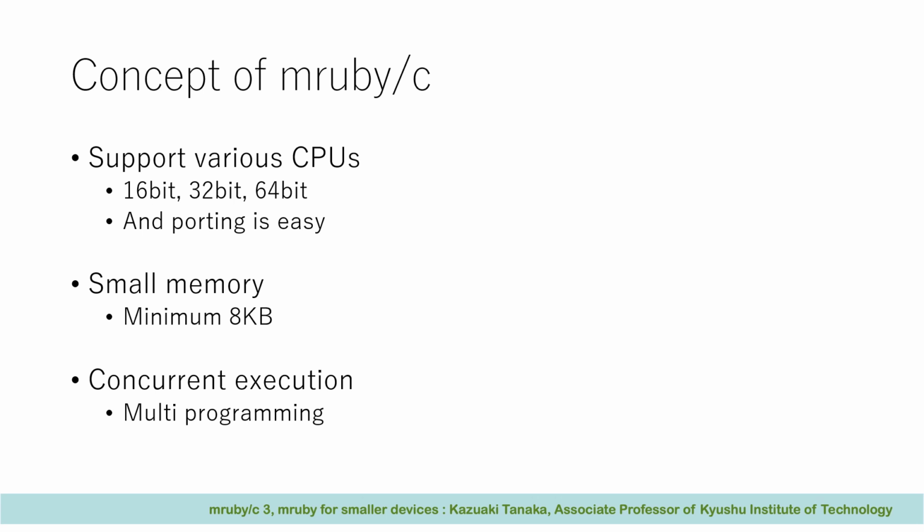The next point is that mruby/c requires small memory. The minimum is 8 kilobytes, but maybe 8 kilobytes is nonsense. 16 kilobytes is very popular as the minimum. And larger is anything okay. So mruby/c consumes very little memory. And also mruby/c has a concurrent execution mechanism, and this is called multi-programming. Several programs are implemented and executed concurrently. That is concurrent execution.